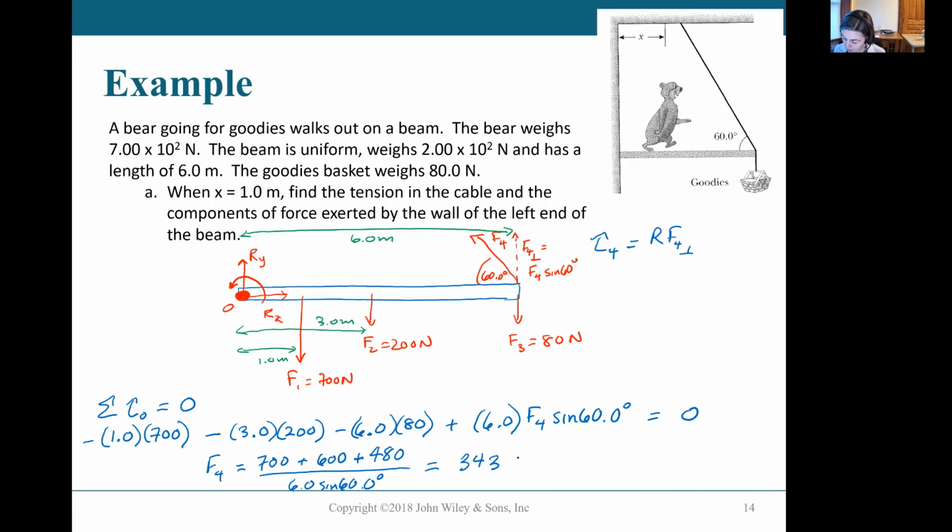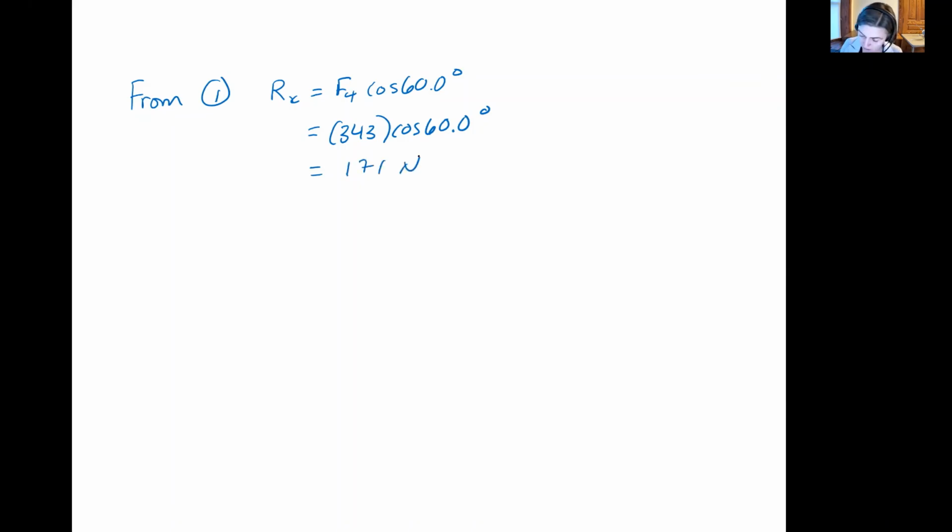And this works out to 343 newtons. And now that we have it, we can sub back into our other equations and get the rest of the answers. So let me do that. So from the first equation that we had, Rx equals F4 cos 60. So we can put in our 343 times the cos of 60 and get 171 newtons.